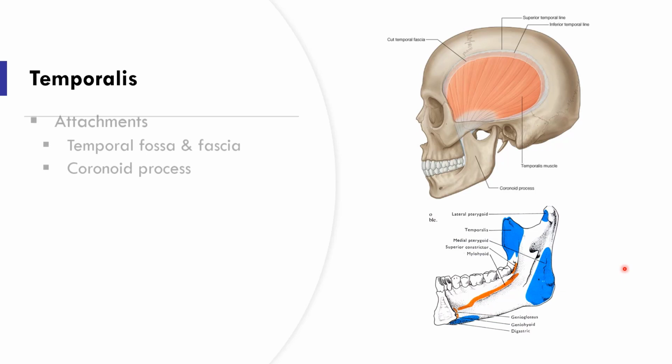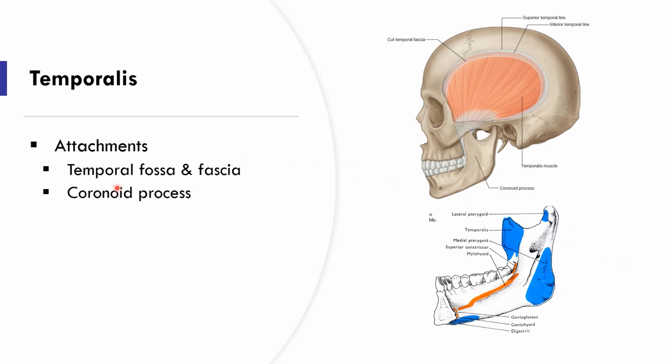Temporalis is a fan-shaped muscle. It takes origin from the temporal fossa and fascia. You can see there is a cut end of the fascia. Temporalis muscle is covered by its own fascia, the temporal fascia. The undersurface of the temporal fascia also gives origin to temporalis. All the fibers are running down and they pass to the infratemporal region, and they are inserting on the coronoid process, most of them on the medial surface of the coronoid process here.